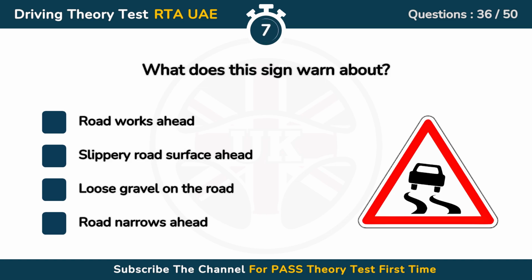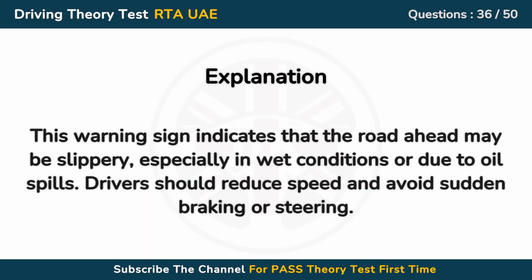Answer is A, one-way road in the direction of the arrow. This blue rectangular sign with a white arrow indicates a one-way street, meaning traffic flows only in the direction shown by the arrow. You should not drive against the arrow.